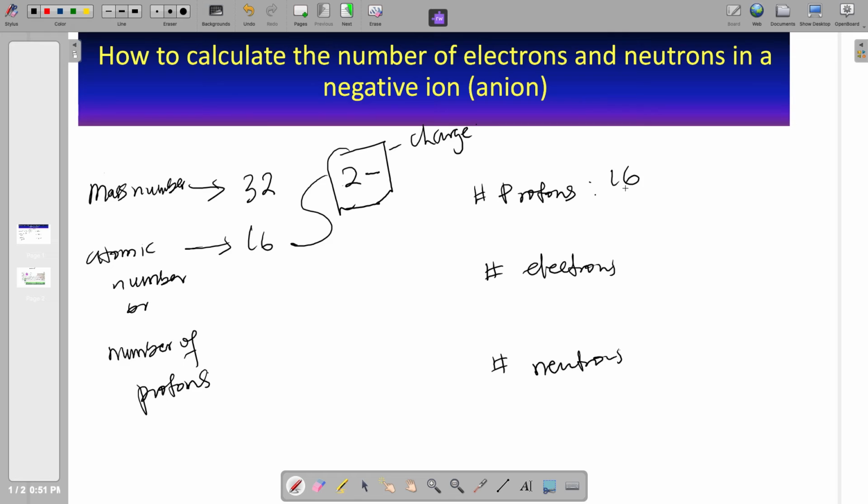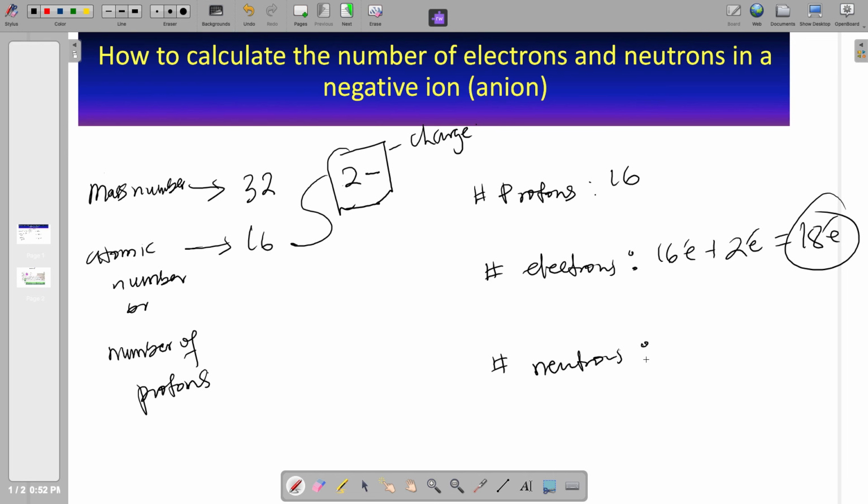Now, what is the number of electrons? So here, the number of electrons would change because we have a sign of 2-. Remember, minus means receiving electrons. So if sulfur had been neutral, that means that sulfur would have had 16 electrons as well. But in this case, it's charged, and it's receiving 2 additional electrons. So the total number of electrons will now be 16 electrons plus the 2 electrons received, which is equal to what? 18 electrons. So sulfur 2- now has 18 electrons.